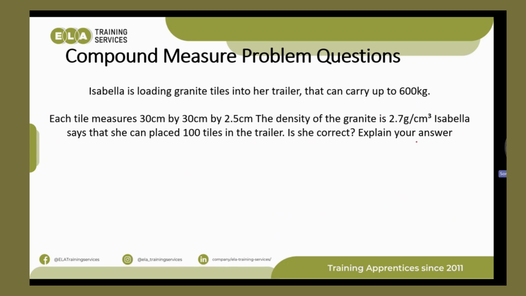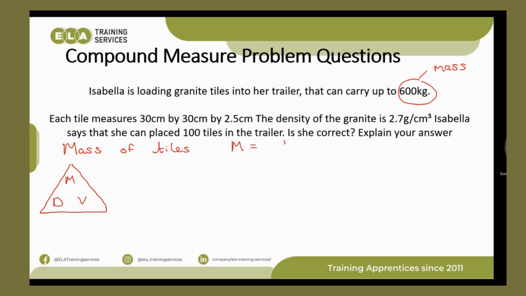So this is the mass. So she can carry 600 kilograms of mass. We need to find out the mass of the tiles and if she can carry 100. So we have our density, but we don't have a volume, but we can work it out. So we're going to use our triangle. We know to work out mass, we're going to do density times volume.